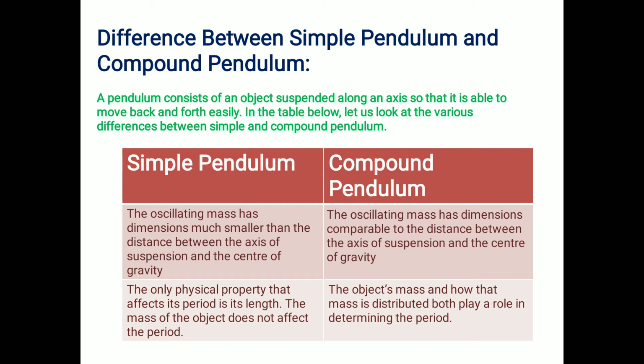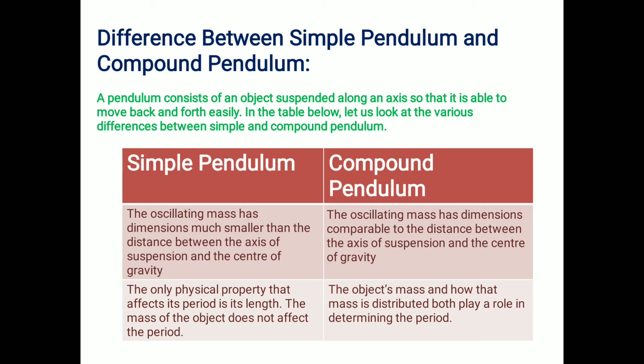Okay, and what about mass of the object? Mass of that bob, it does not affect anything to the period of oscillation, means there is no role of the mass of that object while determining the period of oscillation of that simple pendulum. Okay, so you must get that only one factor which affects the simple pendulum, that is the length of the string. Now what about compound pendulum?